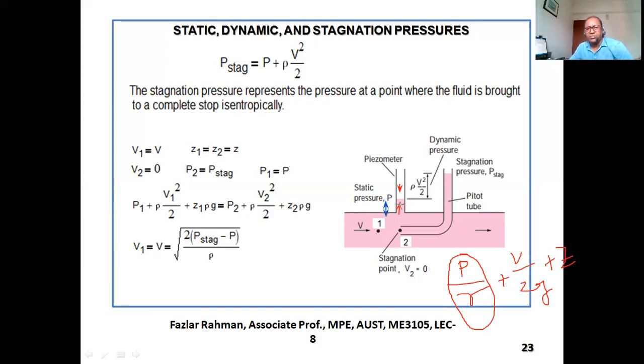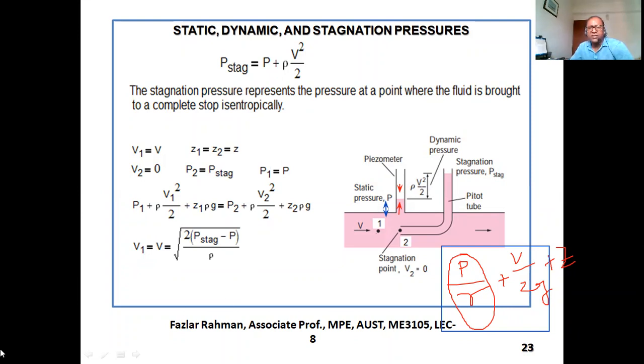Okay. Now, when the fluid is coming right over here, it is coming with how many energies? With these 2 energies, P by gamma, this 2. But when you stop the velocity, then this velocity is converted into pressure energy. That's why the total pressure is increasing compared to the piezometer.